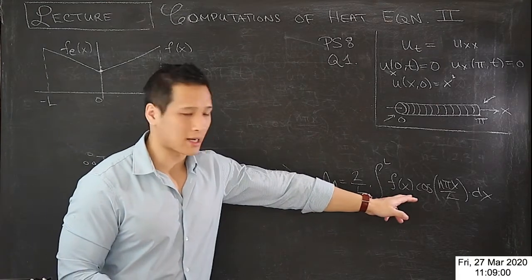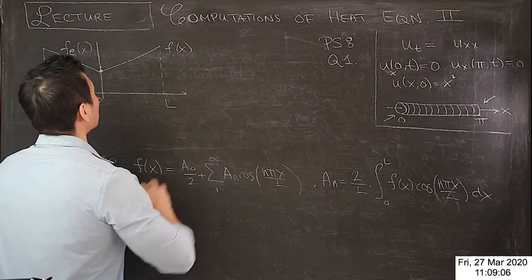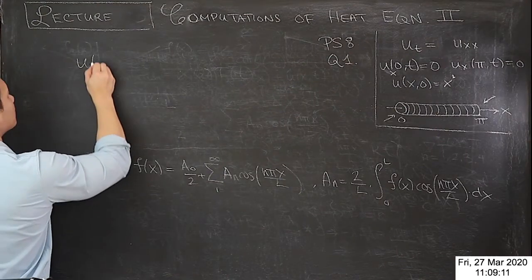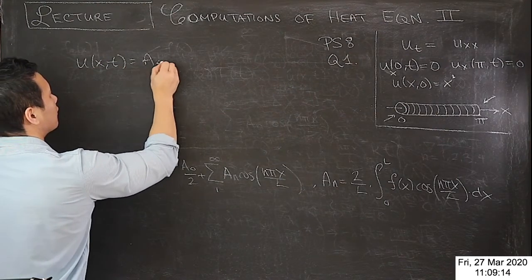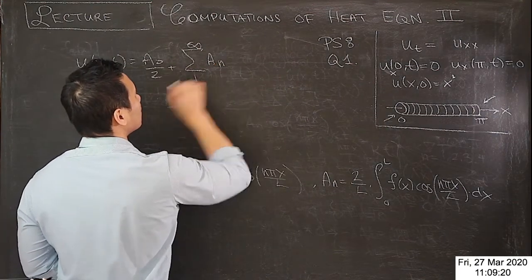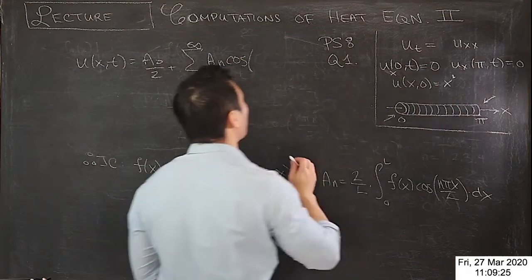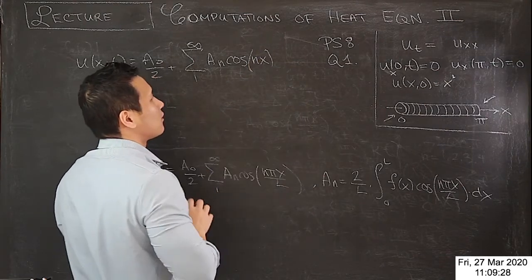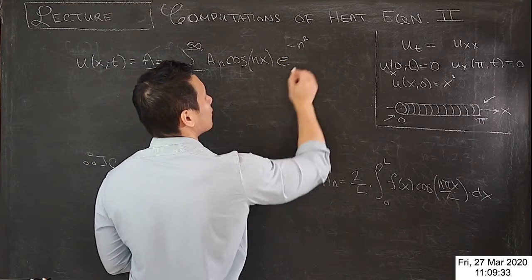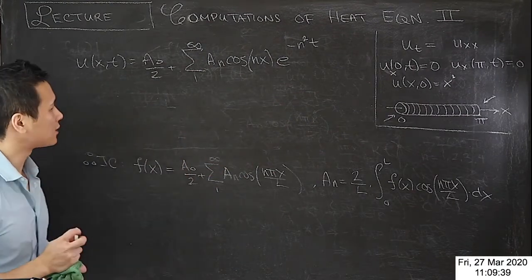And you just have to integrate the x squared function now from 0 to pi. So the solution is then u of x,t equal to a_0 over 2 plus the sum from 1 to infinity of a_n times cosine of n pi x over L, but L is equal to pi, so it's just n times x. And then you have the exponentials: e to the minus n squared kappa times t, but kappa is equal to 1, so just minus n squared times t.